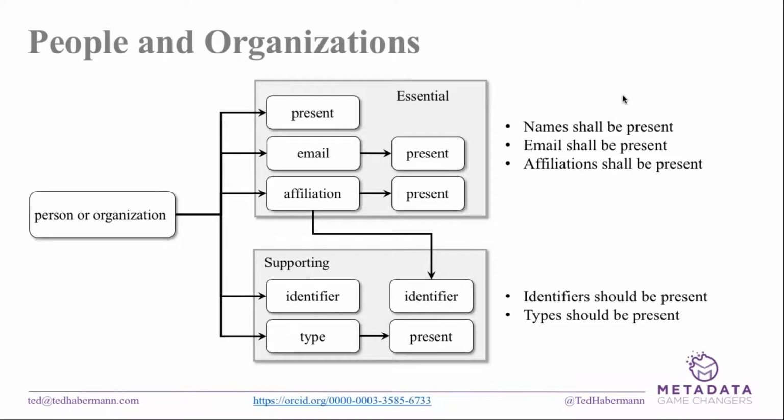Then the supporting things are the identifier for the person and the type of that identifier, or sorry, the type of a person, or really the type of a party. In DataCite, you can have either personal names or organizational names, and that's called individual type. So that's what that is. And then the affiliation should have an identifier. Thursday, we'll be talking about research organization identifiers, but that's what goes there.